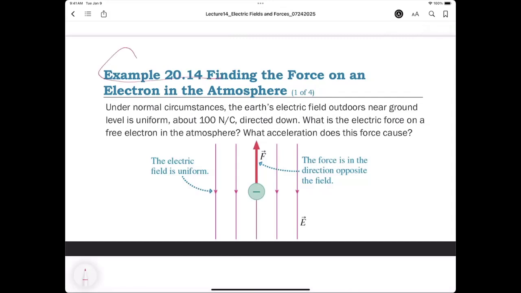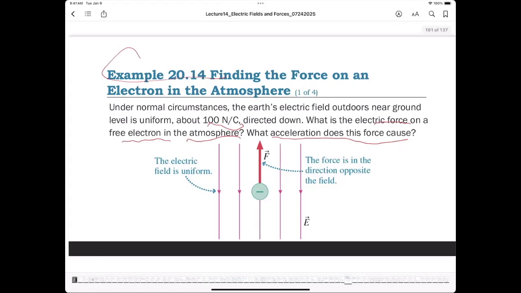Finding the force on an electron in the atmosphere. Under normal circumstances, the Earth's electric field outdoors near ground level is uniform, about 100 N per C, directed down. What is the electrical force on a free electron in the atmosphere? What acceleration does this force cause?